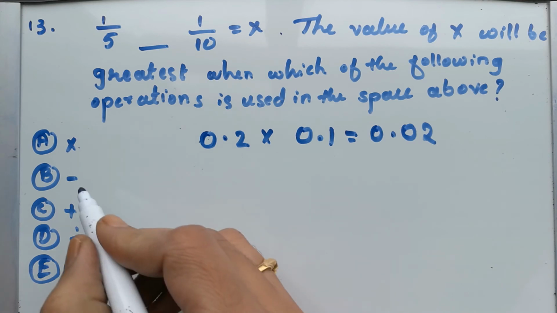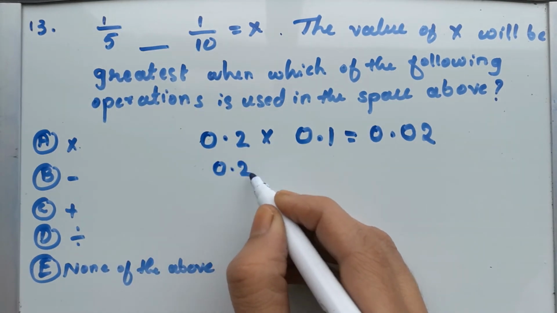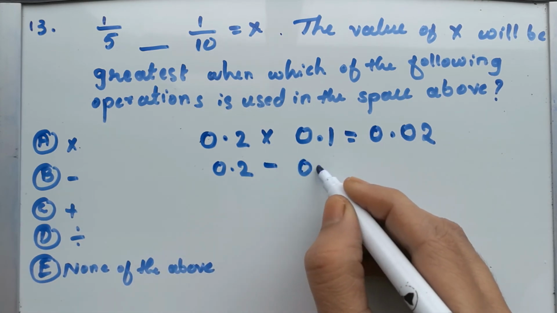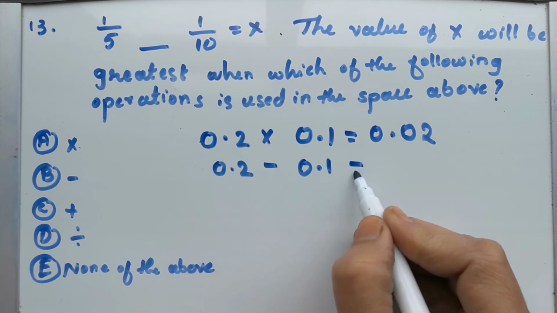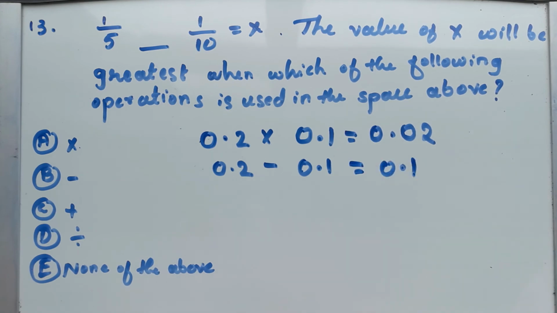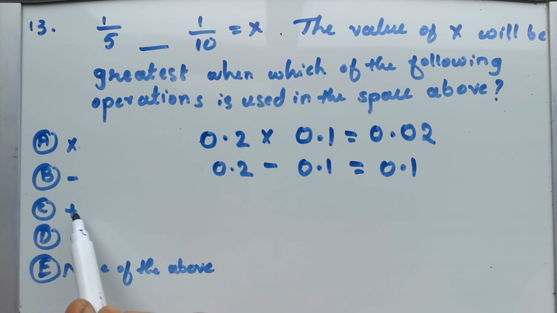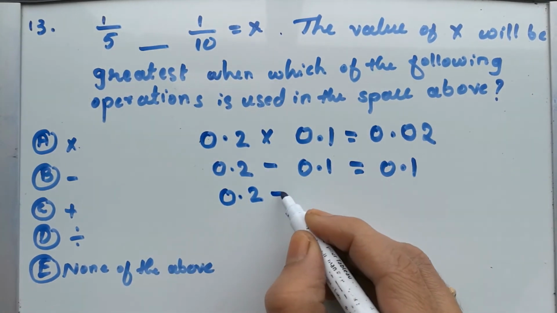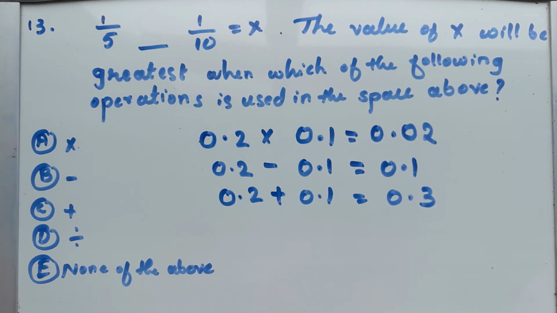So let's go to another operation. 1 divided by 5 is 0.2. Let's put subtraction. 0.2 minus 0.1, the answer is 0.1. Still we don't know which operation gives us the greatest value. Next, go to addition. That is 0.2 plus 0.1, so we have 0.3.